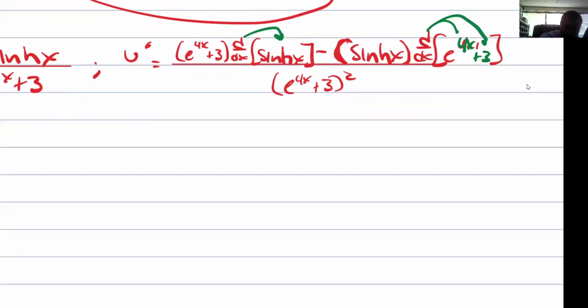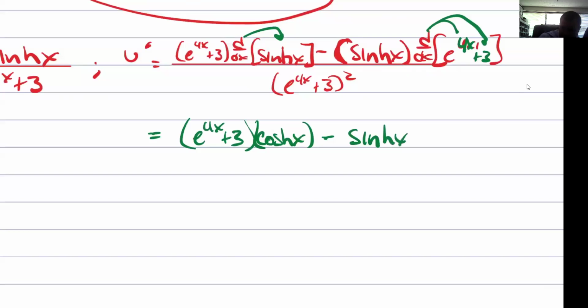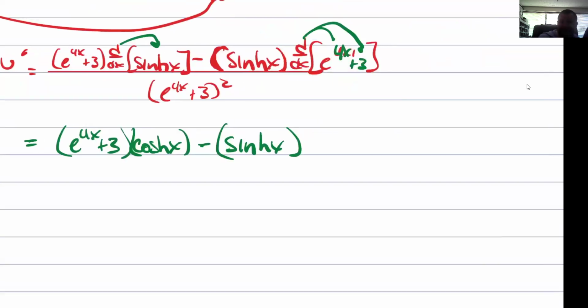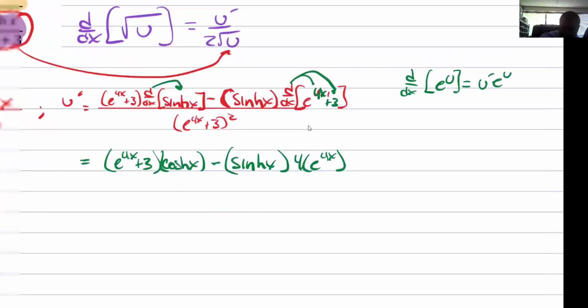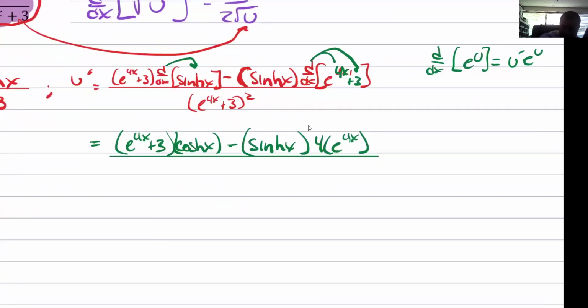All right, so I'm going to get the derivative of sinh, which is the cosh. So I'm going to get e to the 4x plus 3 times the cosh of x minus the sinh of x. So e to the 4x, technically that's a chain rule, right? So we got a derivative of e to the u is u prime e to the u. So I want to take the derivative of my numerator, which is the 4, and then I'm going to get an e to the 4x. And the derivative of 3 is just 0. It's gone. Be gone. You're banished.